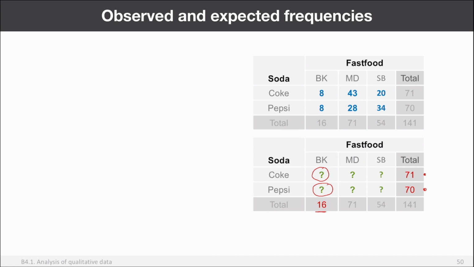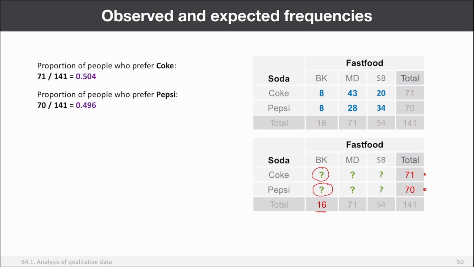So what does that mean? It means that we can compute, first of all, the proportion of people who prefer Coke. It's approximately 50.4%. This is the proportion of people who prefer Pepsi. It's approximately 49.6%. And the idea is the following. If there is no association, then this expected frequency will be 50.4% of 16, and this expected frequency will be 49.6% of 16. So it means that there is no association. The only thing that matters is the proportion of how many people prefer Coke and Pepsi.